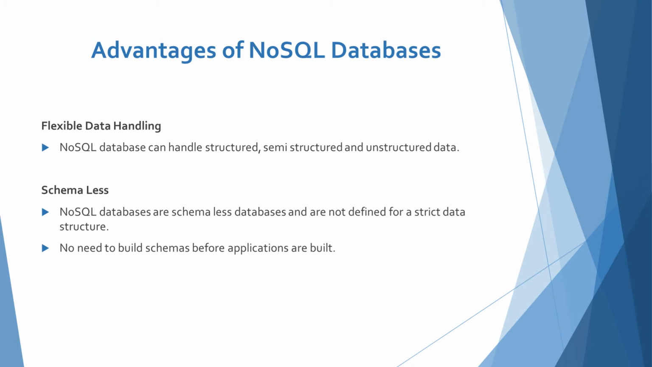Schemaless. NoSQL databases are schemaless databases and are not defined for a strict data structure. In NoSQL databases, we are not defining any schema. So that is the reason we are calling them schemaless databases. No need to define the schema. That is the reason we can store semi-structured and unstructured data also. But in RDBMS, we are defining the schema and also we are storing the data in tabular format only.